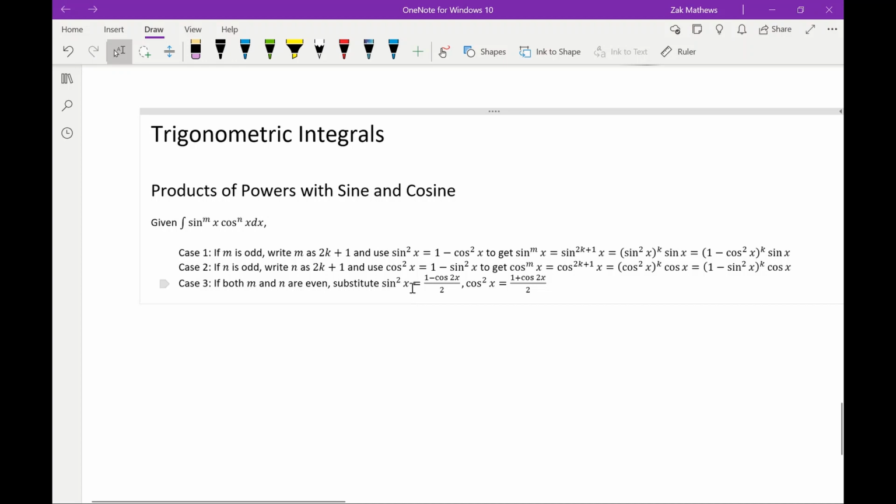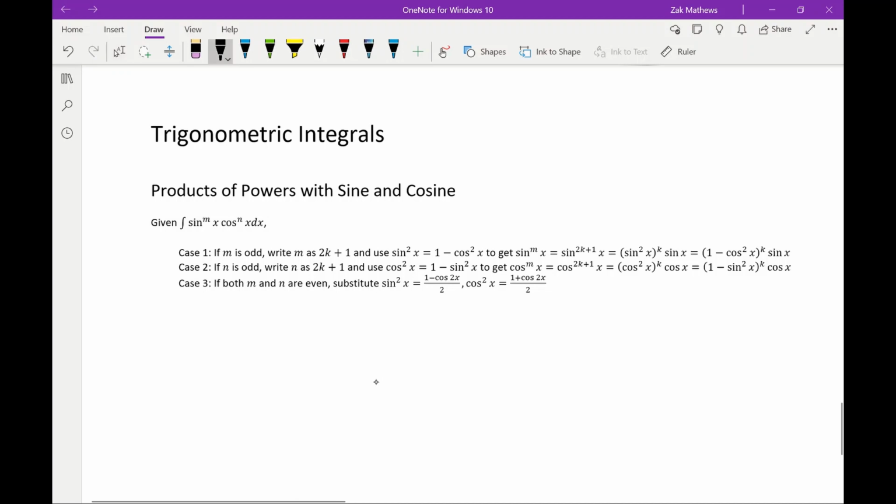And then finally, case 3, if m and n are both even, we can substitute the power reducing formulas in for those. Sine squared of x is equal to 1 minus cosine 2x over 2, and cosine squared x is equal to 1 plus cosine 2x over 2. So we're going to see examples of all these. Now you might be saying, well, what if both of them are odd? Well, then we can use case 1 or case 2 with some u substitution. But if we have one or the other, that's where case 1 or case 2 apply.